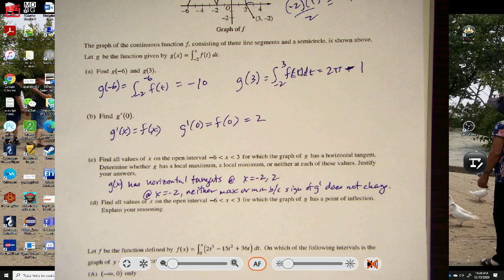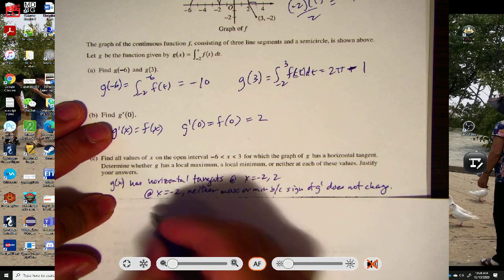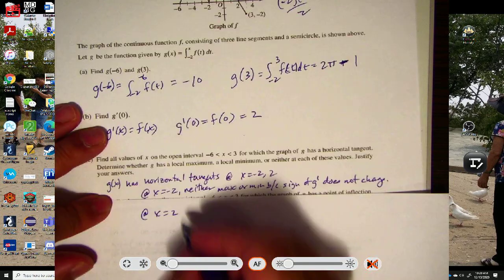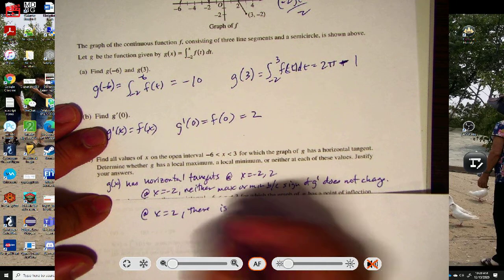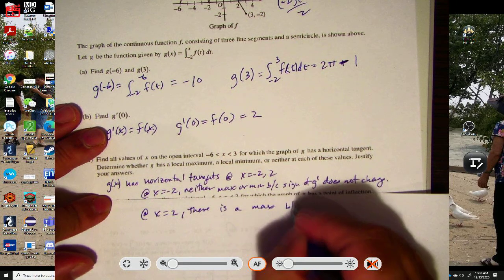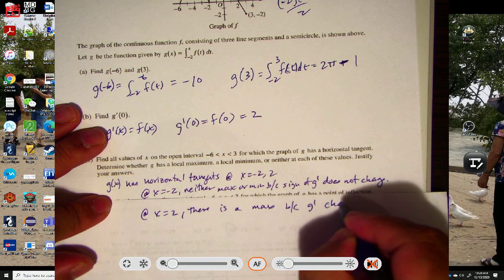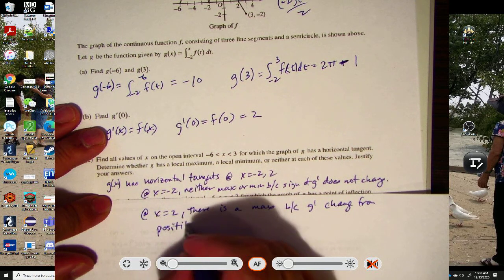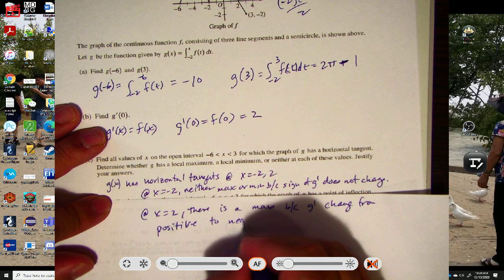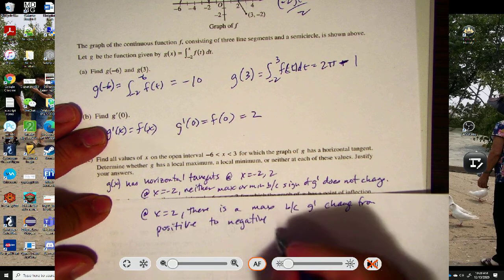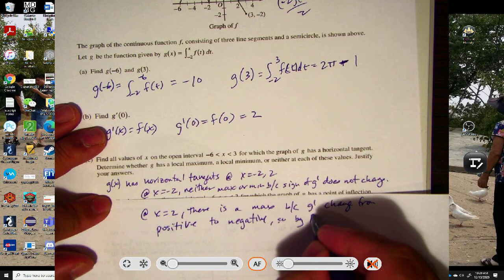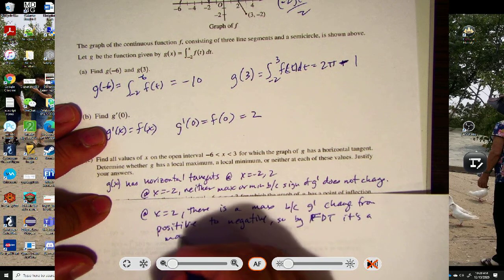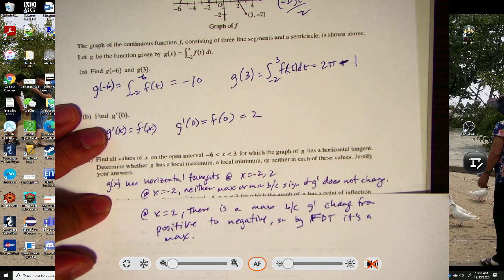And at x equals 2, it's going from positive to negative, so that is a max. There is a max because g prime changes from positive to negative. So by the first derivative test, it's a maximum. Alright, that's it.